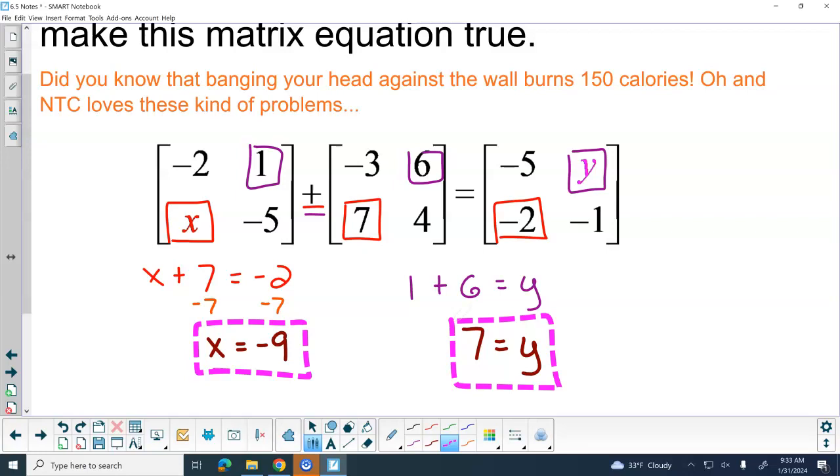And then you could also check the other one. Negative 2 plus negative 3 is negative 5. Negative 5 plus 4 is negative 1. So it would be a true statement all around given those two values. Classic NTC problem right there.